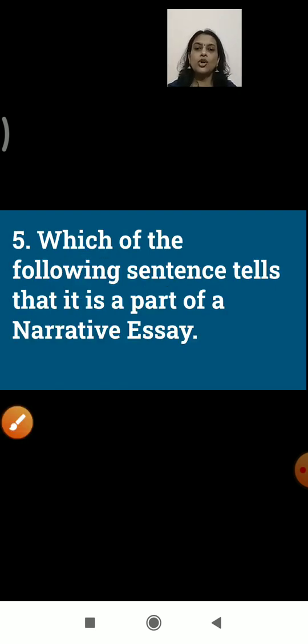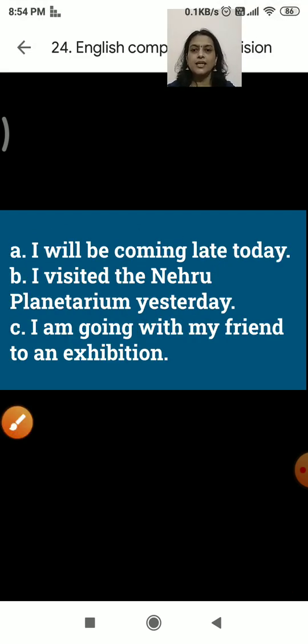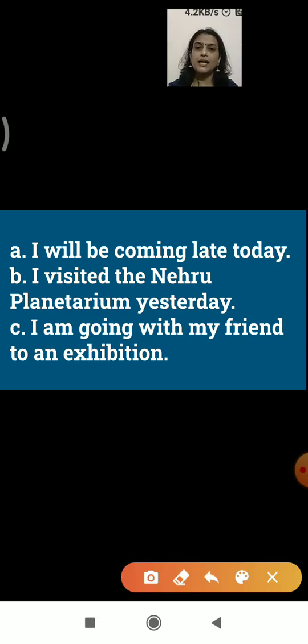Which of the following sentence tells that it is a part of a narrative essay? Now we have to find out which line tells us that it is a part of the narrative essay, right? So let's see. I will be coming late today. I visited the Nehru Planetarium yesterday. I'm going with my friend to an exhibition. Now, 3 options, which is the correct one? Yes, the option A says, I'll be coming late today. So, do we write all these things in our essay? No. So, it is part of message writing.